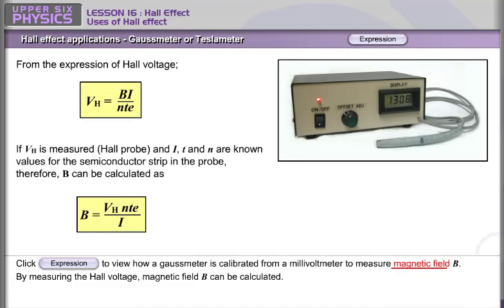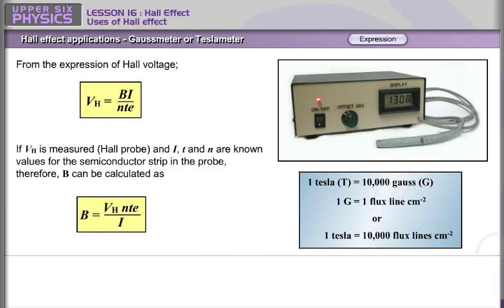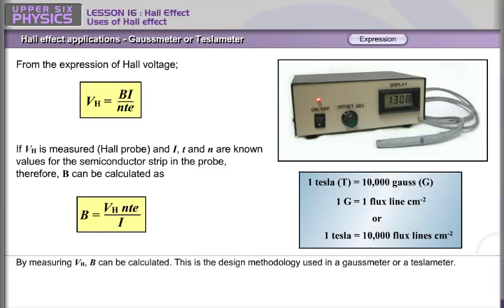Click the expression button to view how a Gauss meter is calibrated from a millivolt meter to measure magnetic field B. By measuring the Hall voltage, magnetic field B can be calculated. By measuring VH, B can be calculated. This is the design methodology used in a Gauss meter or a Tesla meter.